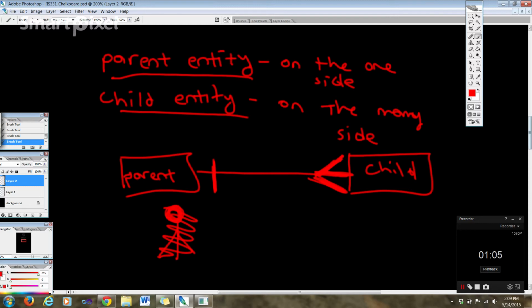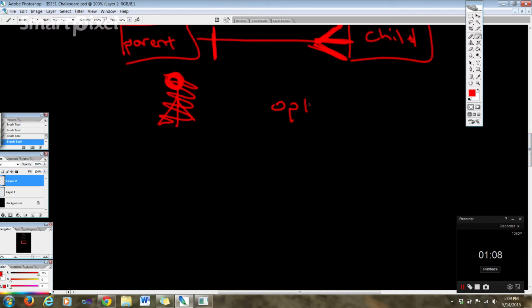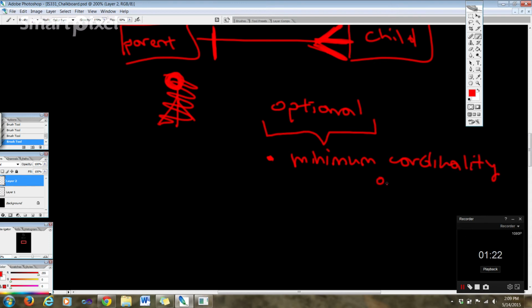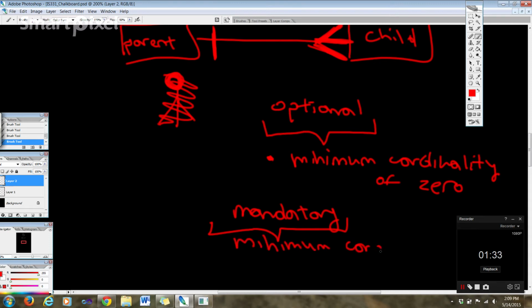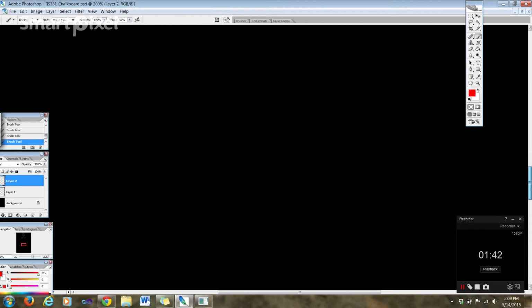Now, optional means minimum, because remember, minimum cardinality is how many must participate in order for that relationship to exist. Optional means a minimum cardinality of 0. Mandatory means a minimum cardinality of 1.